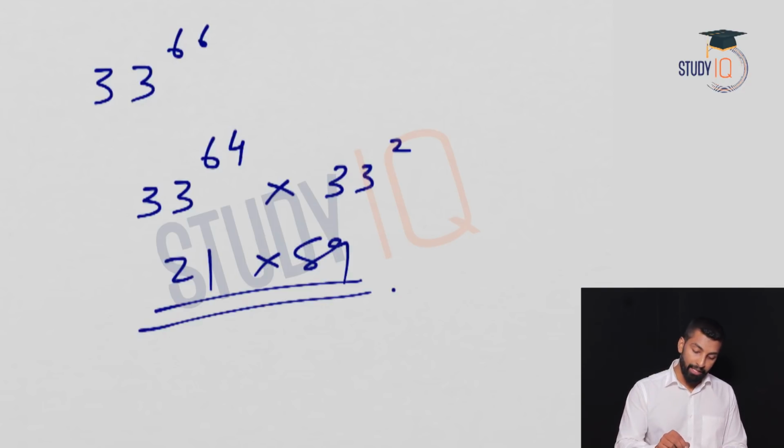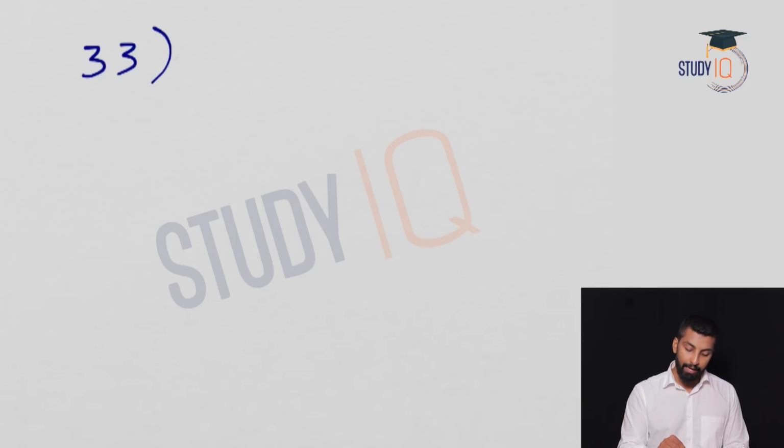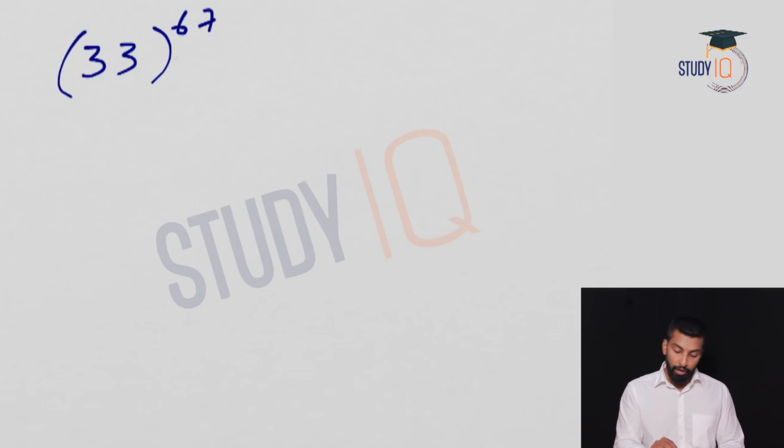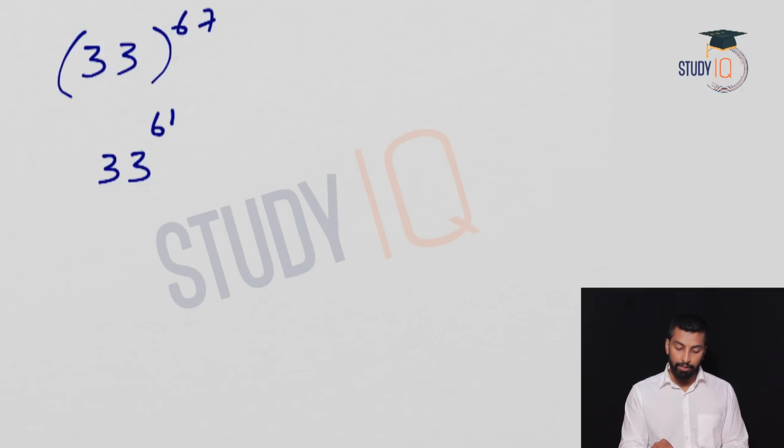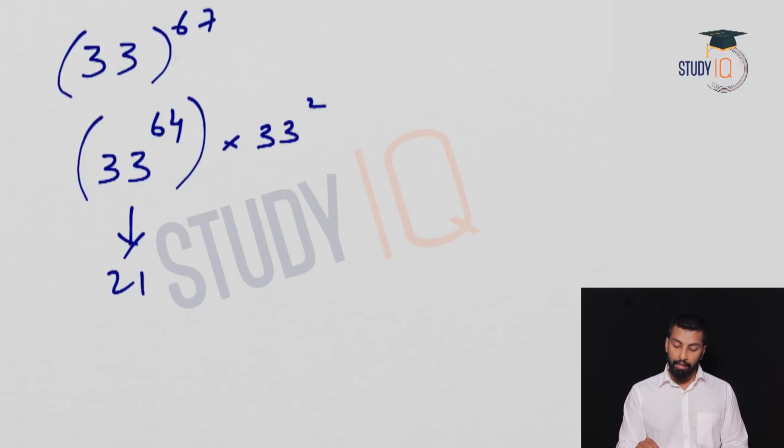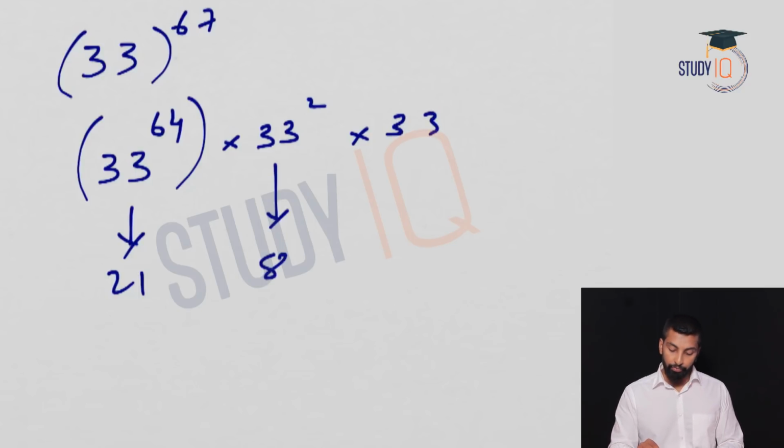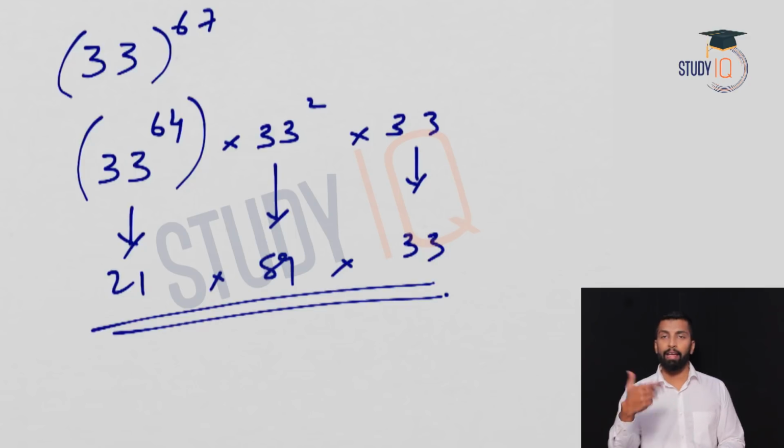Now the most difficult question you can get, that is the only possibility, right? You may get it as 33 raised to 67. Then what you'll do, you'll write it as 33 raised to 64, you got the answer as 21, then 33 square, then 33. 33 square last two digits you know, 89, which will be similar to 17 square, right? And then 33. You multiply all these last two digits, you'll get the answer. Only addition is one step of multiplication extra.